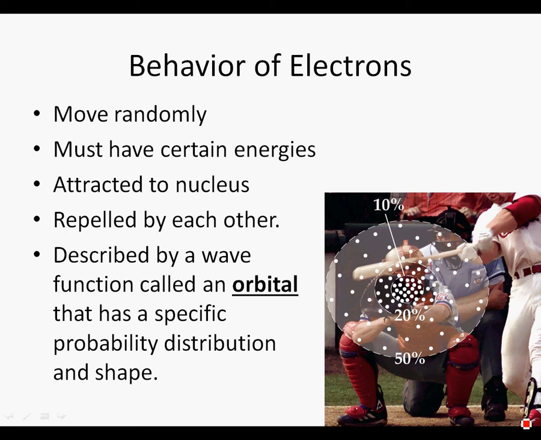We do know that electrons are attracted to the nucleus. It's because electrons are negative, and the nucleus is positive, and so they're going to be drawn to the nucleus. We know that electrons are repelled by each other, so if you have two electrons around the nucleus, they're both attracted to the nucleus, but they don't want to be around each other. They want to repel from each other.